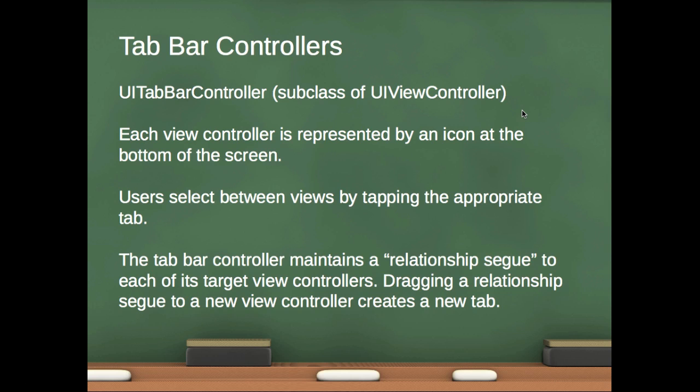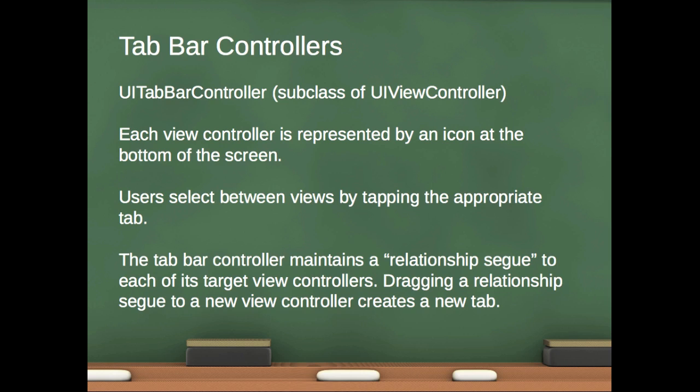A tab bar controller is an instance of a UITabBarController. This is a subclass of UIViewController in the same way that a navigation controller is a subclass of UIViewController. Each view controller in a tab bar controller is represented by an icon at the bottom of the screen, and we've all seen this if we've played with an iPhone interface. The users will select between views by tapping the appropriate tab. And as you might expect, what we're selecting between is really view controllers that bring up their own views.